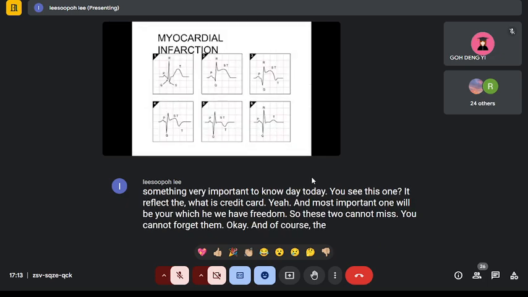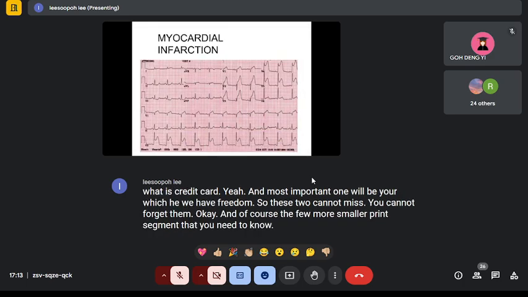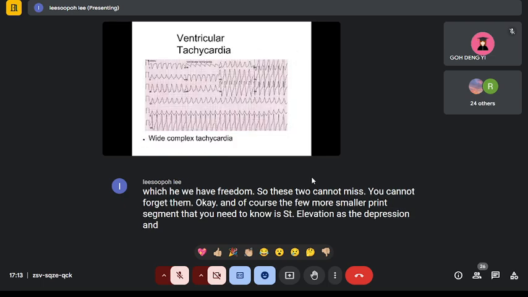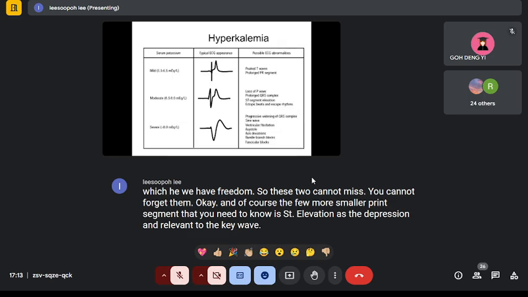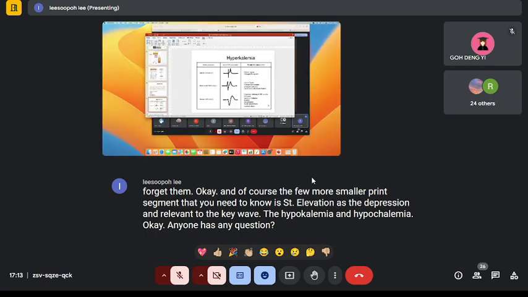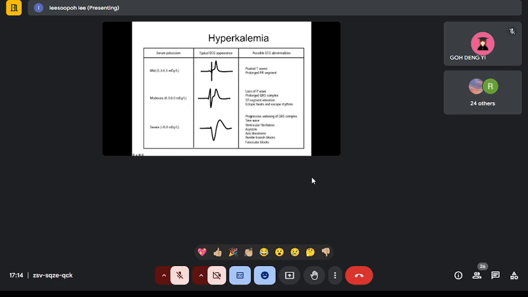Okay. And of course, the few more smaller-print segments that you need to know are ST elevation, ST depression, and, relevant to the T wave, hypokalemia and hyperkalemia. Okay. Anyone has any question? Anyone has anything confusing, don't understand?